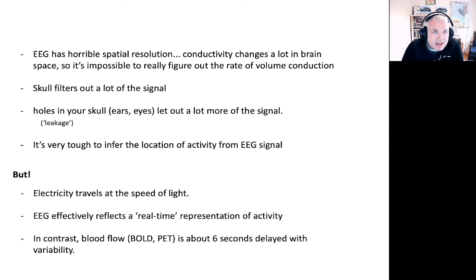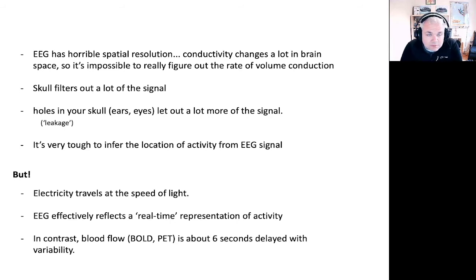All right, some final comments on the recording of EEG and the principles of EEG. EEG has horrible spatial resolution, right? We kind of understand this, because we're looking at electrical activity created within the brain, the conductivity of brain space changes as a function of what type of matter there is in the brain space. Cortex is different than white matter, is different than the meninges, is different than skull. So it's impossible to really figure out the rate of volume conduction in the brain space.